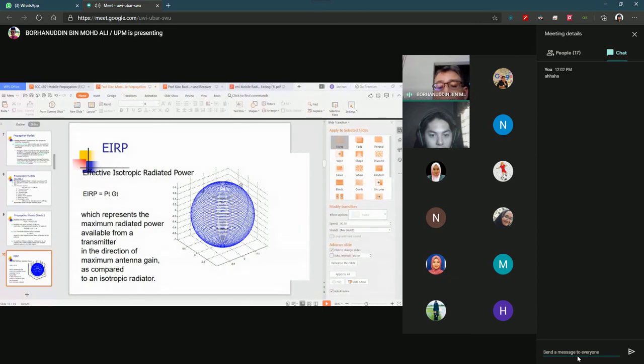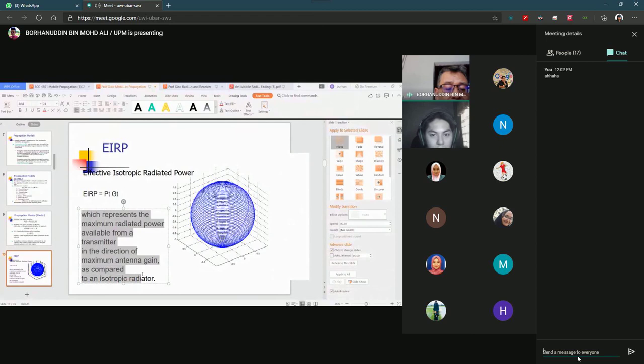Most of the antennas have radiation this way, going around in a loop like a donut. So they compare to that, and that is called EIRP. It represents the maximum radiated power available from the transmitter in the direction of the maximum antenna gain. It's compared to an isotropic radiator. So that's what EIRP is.